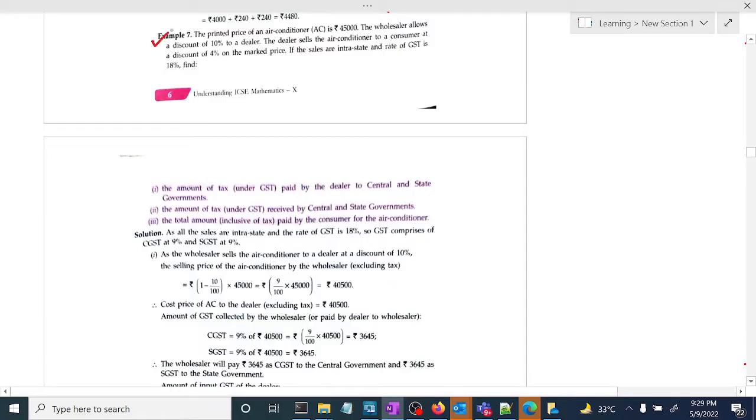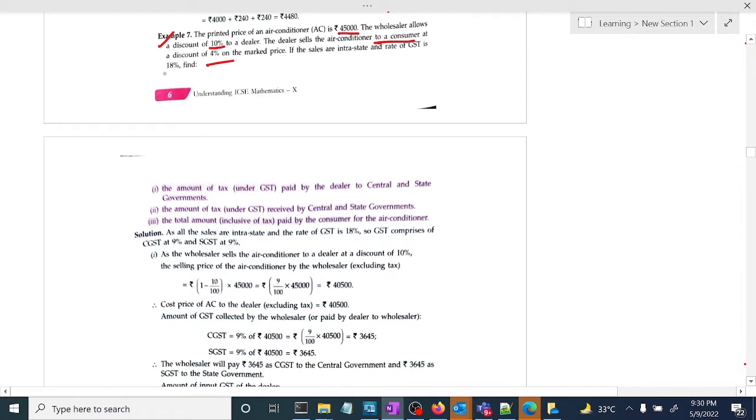So here comes example number 7, right? The printed price of an EC is 4,500. The wholesaler allows a discount of 10% to a dealer. So wholesaler is selling to a dealer and then dealer is selling to a customer at 4% discount. So see here, wholesaler is giving the discount of 10% to dealer, right? So actually dealer is getting it at a lesser price and then dealer is selling at a 4% discount. So 6% discount dealer is keeping in his pocket, which is his profit, right?